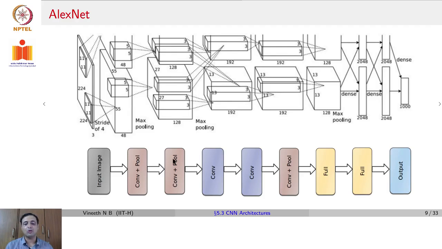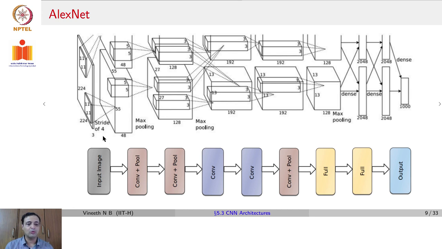Then once again, they had a conv plus pool, then only a conv, then only a conv, then again a conv plus pool, then a fully connected layer, then a fully connected layer, and then finally the output layer. Let's look at least the first layer's numbers once more, and you can perhaps work out the remaining layers based on the principles that we talked about in the first lecture this week.